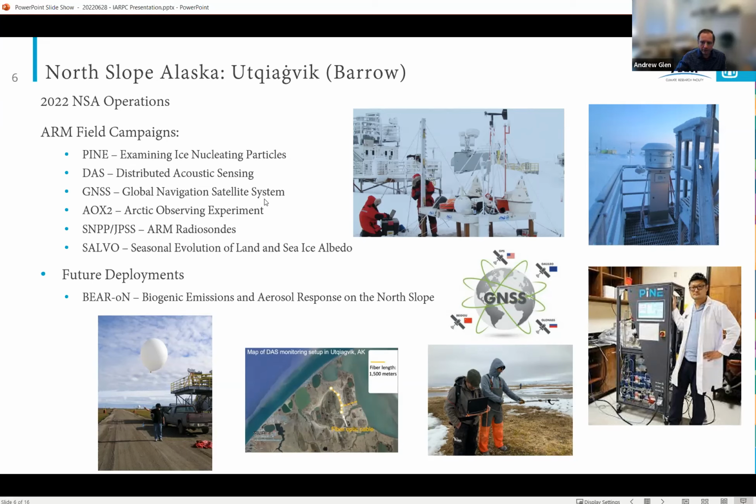The photos here are just giving you a bit of a flavor of the different range of things, from lab-based instruments here on the right to platforms that will be out and fully exposed during the winter months. We've got support for experiments that go out onto the sea ice as well. So it's a number of different efforts there.